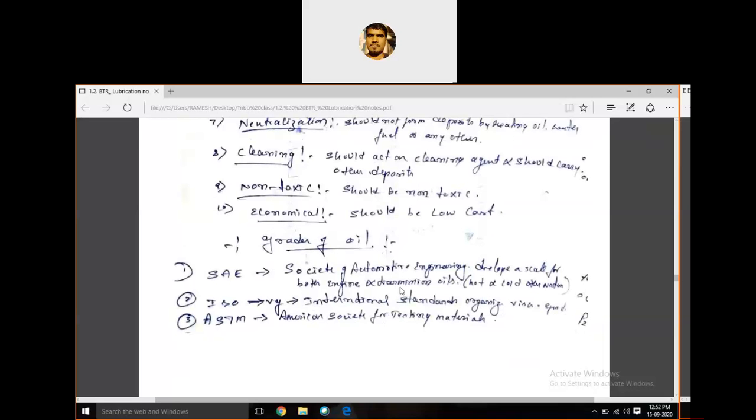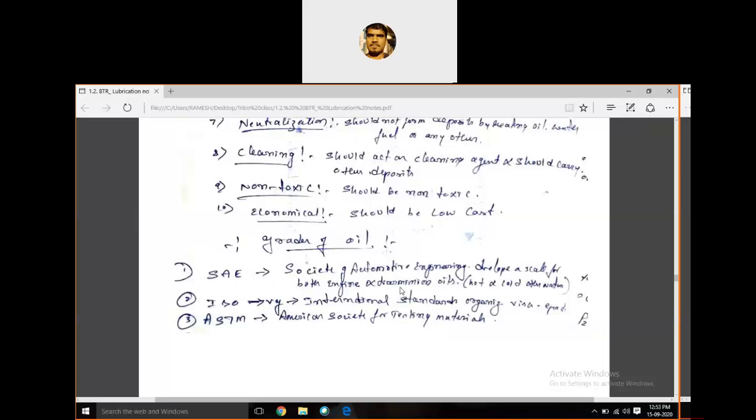SAE means Society of Automotive Engineers. It developed a scale for both engine and transmission oils. This is used for both engine and transmission oils, hot and cold, and other natures. So it's one type of grade. The oil is measured in grade. The first grade is SAE, Society of Automotive Engineers. SAE 10 is one particular oil. SAE 20 is the second grade. SAE 30 is likewise different.